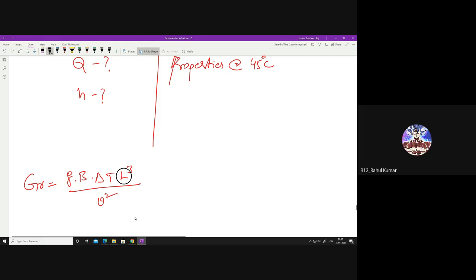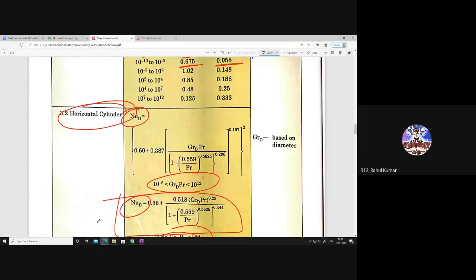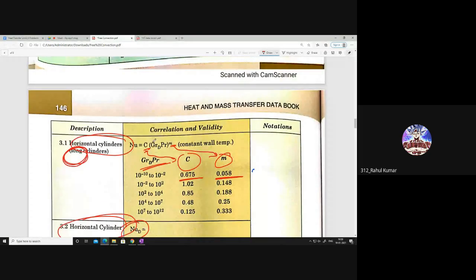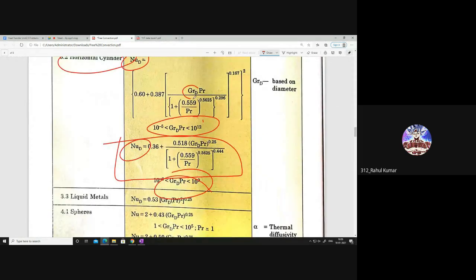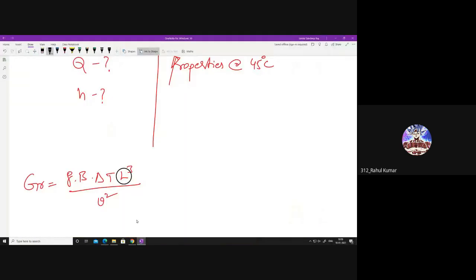See, here it should be used as a D. See, Grashof, the subscript is given as D. Okay, this is a special case, Grashof subscript D. What does Grashof subscript D mean? Based on the diameter. It's given clearly in the data, so you should not put L here. You should actually put the diameter.